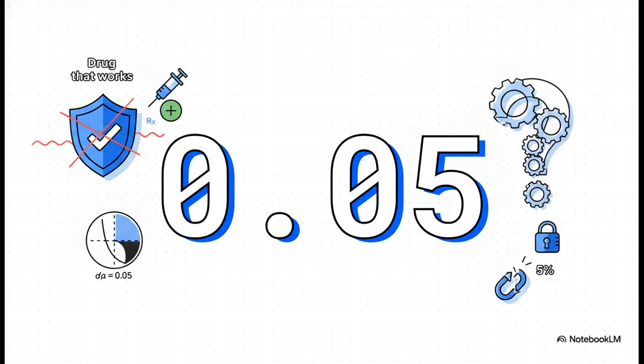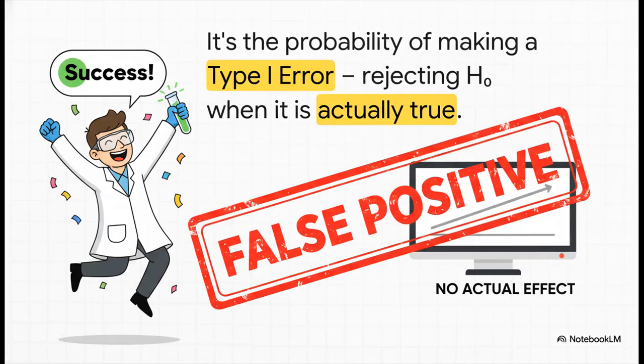Well, far and away, the most common value for alpha you'll see is 0.05, or 5%. What that really means is we're deciding upfront that we're willing to accept a 5% risk of being wrong if we claim our drug works. You see, no test is ever perfect, so we have to decide how much risk of a mistake we're okay with. And that 5% risk has a fancy name, a type 1 error. But honestly, just think of it as a false positive.